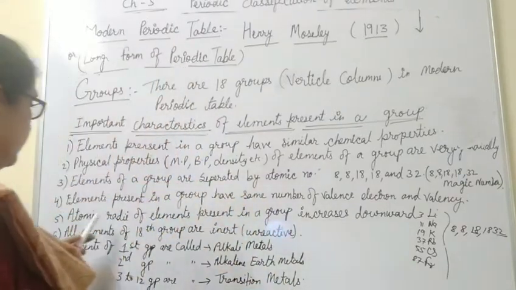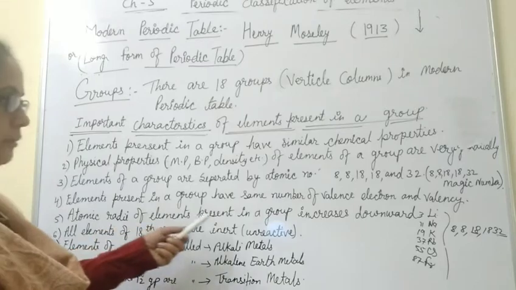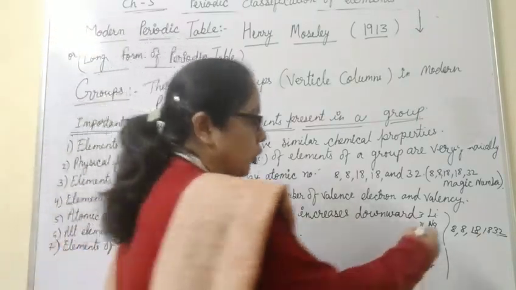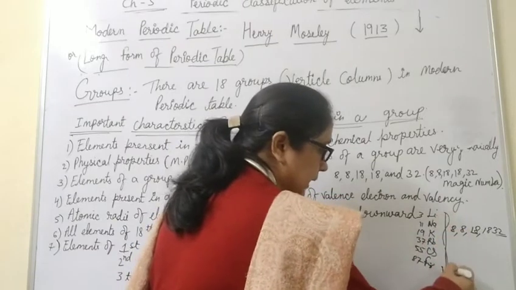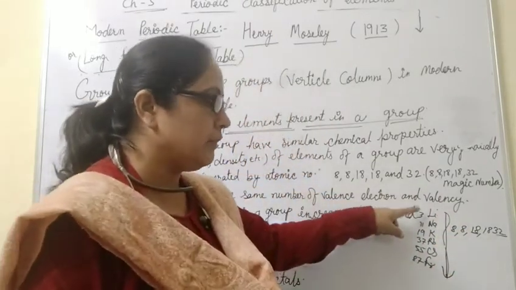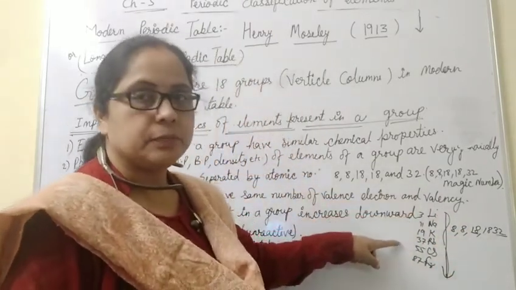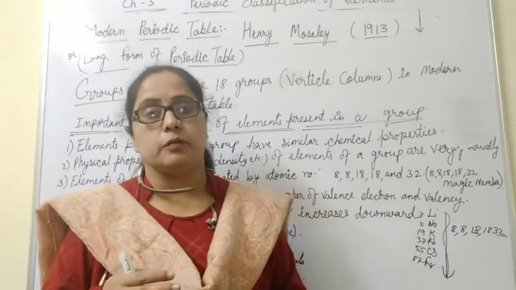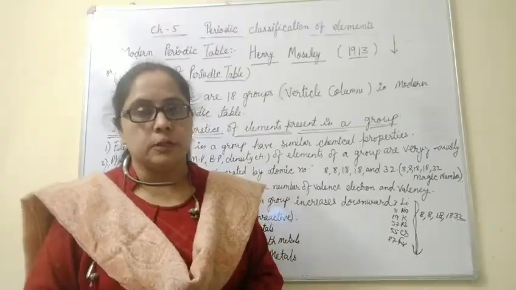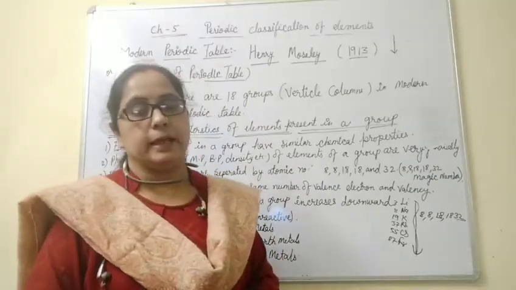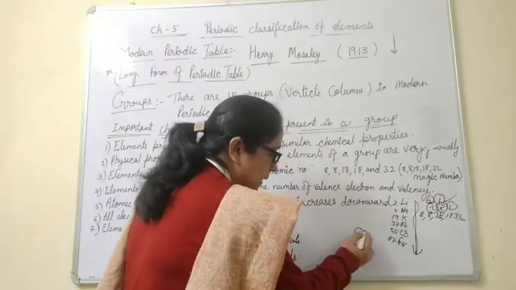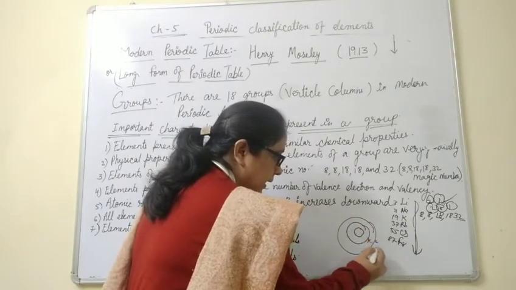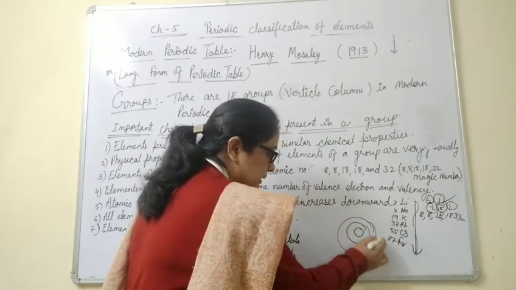The next characteristic is that the atomic radii of elements present in a group increase downward. If we move from top to bottom in a group, the atomic radii of elements increase because the number of shells increases, so their atomic radii increase. Lithium has two shells, this is the nucleus, and the K and L shells, while sodium has 3 shells.